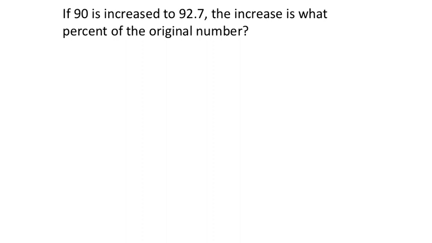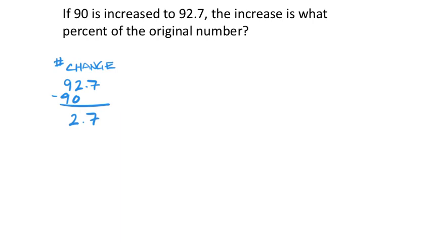If 90 is increased to 92.7, the increase is what percent of the original number? Try this one out, then we'll go over it. So on this one, 90 is increased to 92.7. So remember, what we want to find first is kind of like the amount of change, right? So in this case, I'll just put number. How much did it change? Okay, so to do that, we would take the big one, 92.7, and subtract the small one, 90. And that tells us it changed by 2.7.